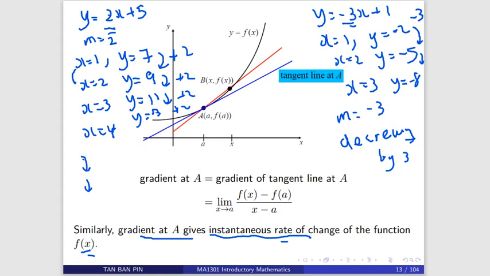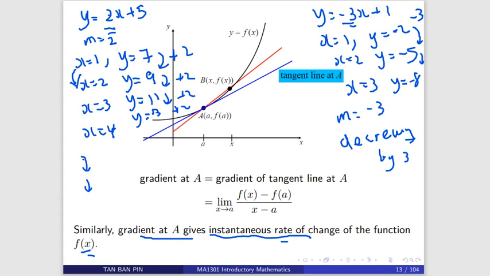When we talk about rate of change, we talk about what happens to the y value when your x changes. So that's the rate of change. You'll find that the rate of change is 2: if you increase x by 1, y increases by 2. So the gradient tells you the rate of change. If the gradient is minus 3, if you increase x by 1, y decreases by 3. So the gradient gives you the rate of change.